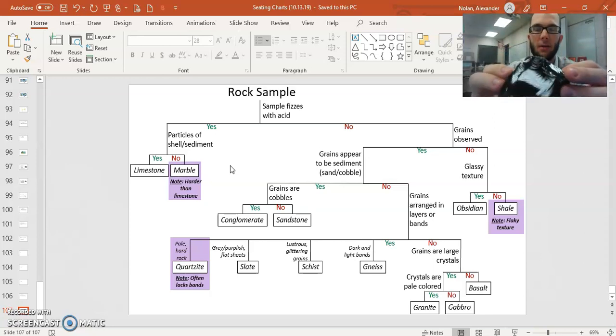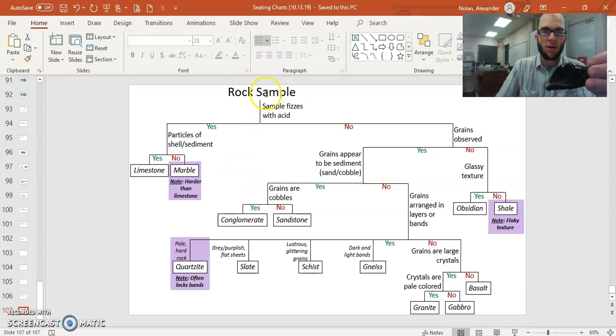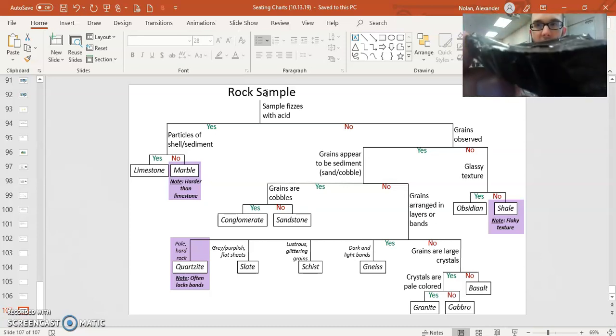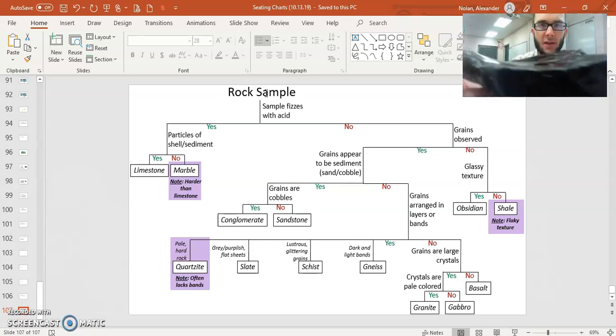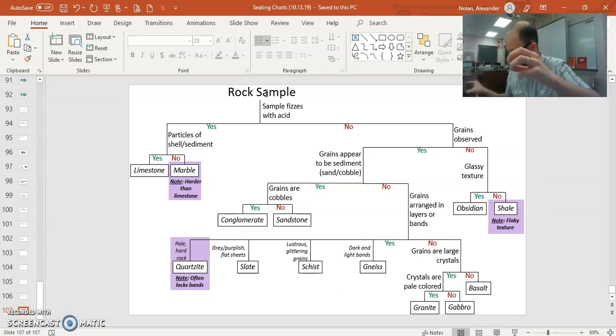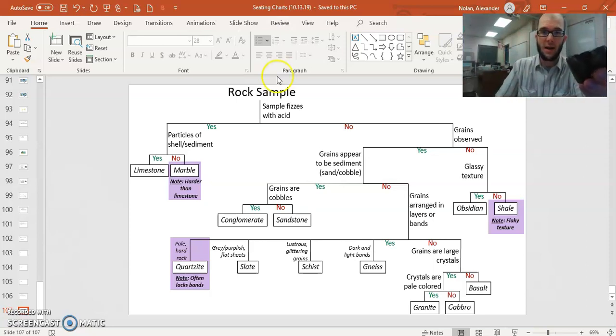It's very shiny. And so in answer to our question, does the sample fizz with acid? Well, let's go ahead and see. Put a little drop on there. And I don't know if you can see it or not, but I don't see any fizzing. I don't see any drips or any fizzes going on there. So I'm just going to shake that off. So we would say no, this is not fizzing when we put acid on it. So we're going to take a right here where it says no.